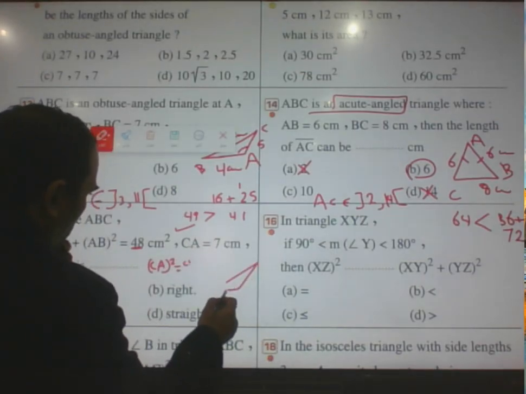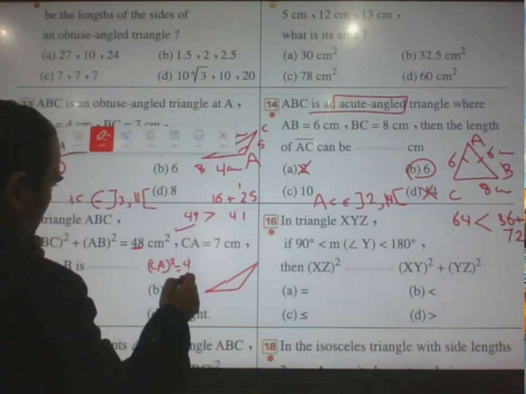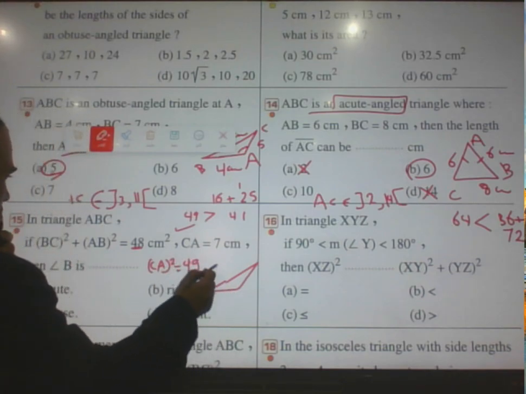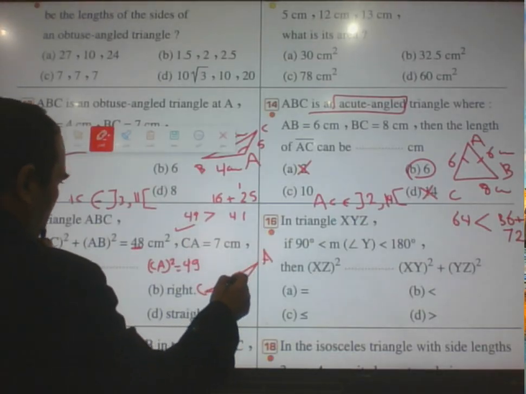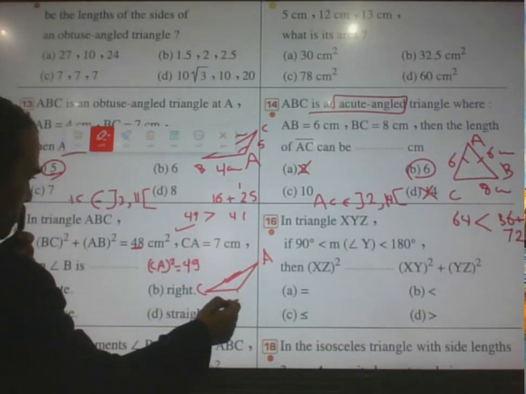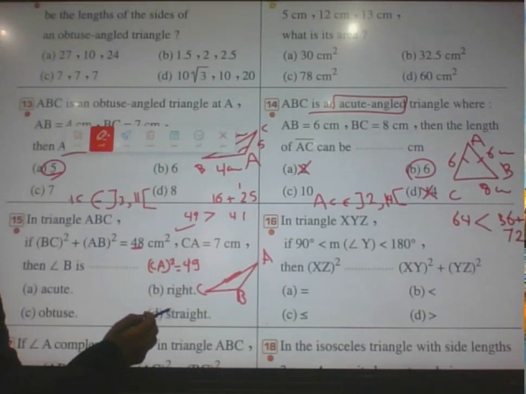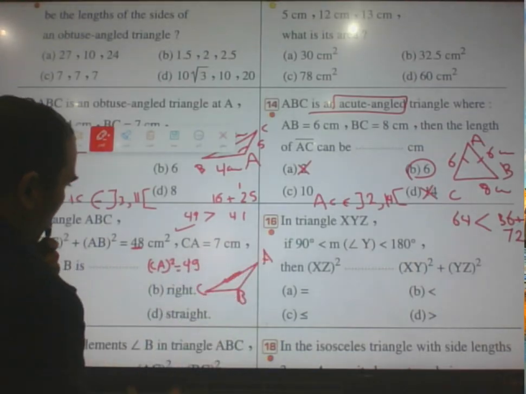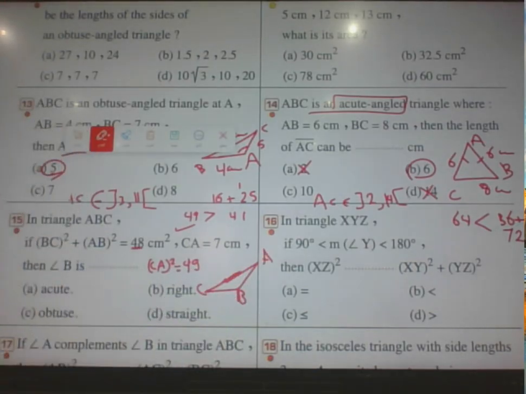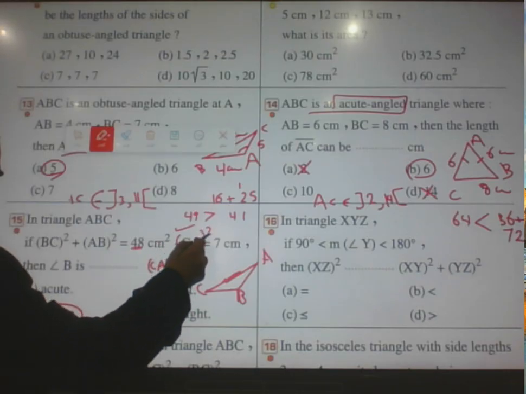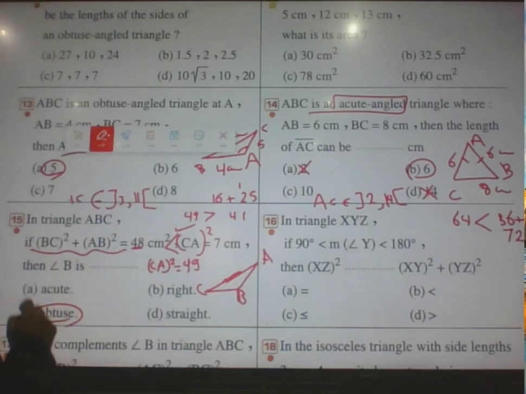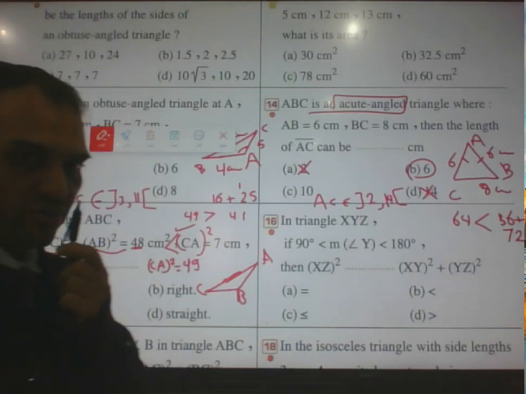Obtuse angle triangle. Why? Because the greatest number here will be what? 49. This CA power 2 is 49, but BC power 2 plus AB power 2 is 48, and the greatest number 49 is greater than 48. We call it an obtuse angle triangle. Understood? Because this number CA power 2 is greater than the summation of the other sides, power 2 of each one.